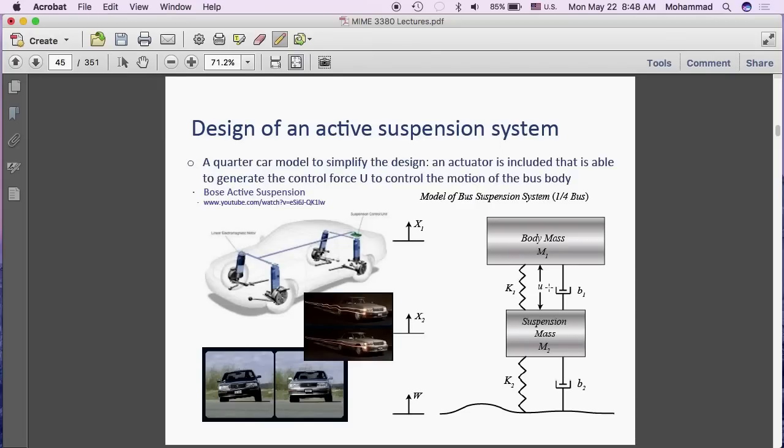So, would you like to give this a try? To write the equation of motion for the system? Take 30 seconds and write this. So we have x1, motion of the body mass, x2, motion of the suspension mass, m2, and then w, the road roughness. So go ahead and write the equation.